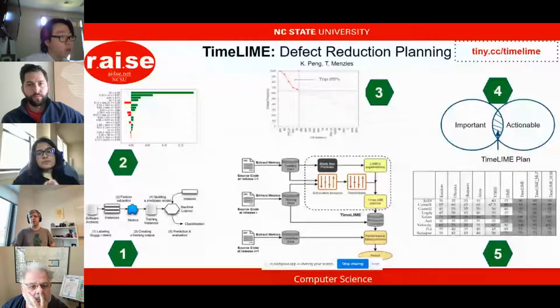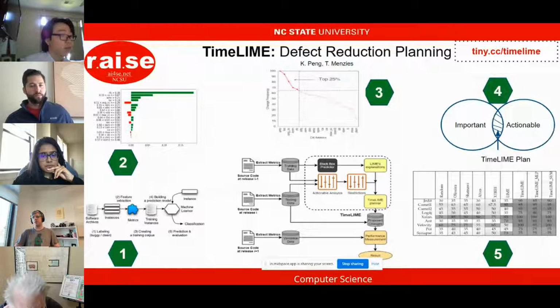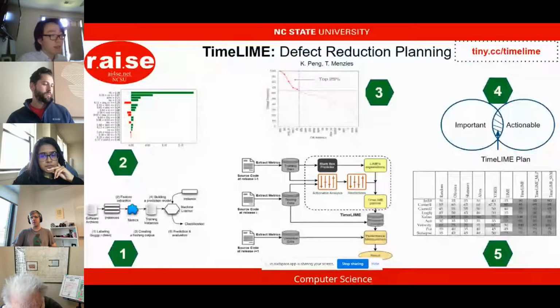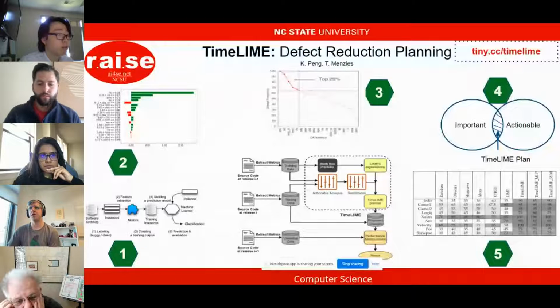So basically, we need two things. First, we need to find out what feature contributes most to a defective prediction. In other words, we would like to find out what are the most important features in each prediction. Secondly, we need to know that among those important features, which of them are actually changeable. So for the first point, if you look at point two, we can use explanation tools to find out important features.